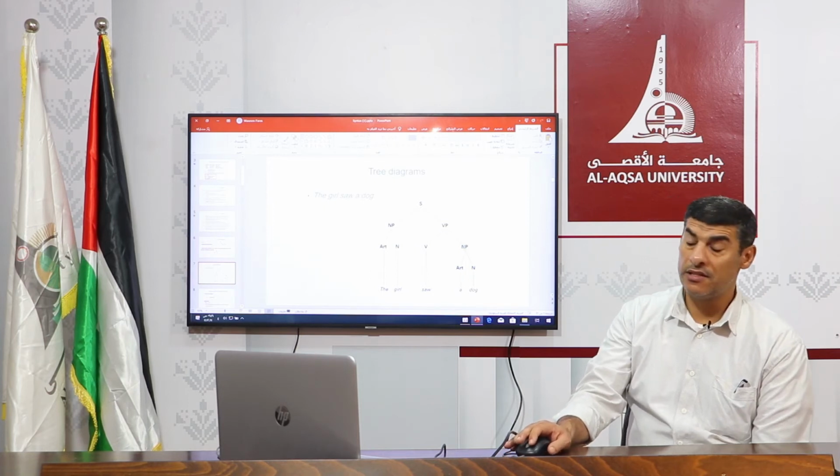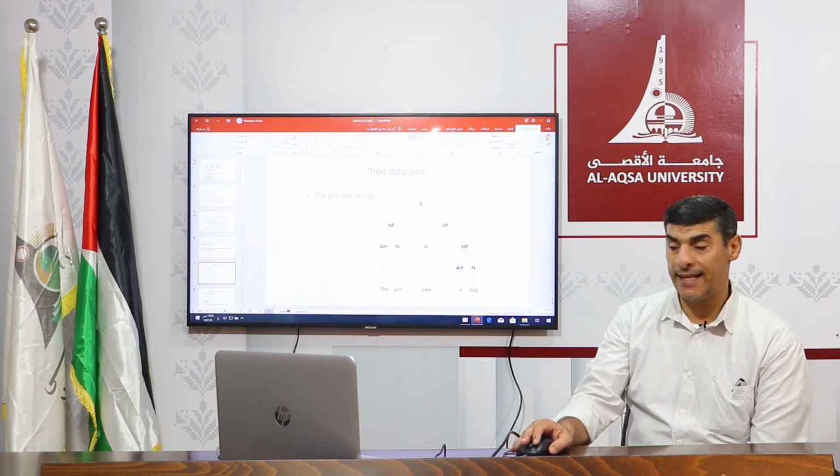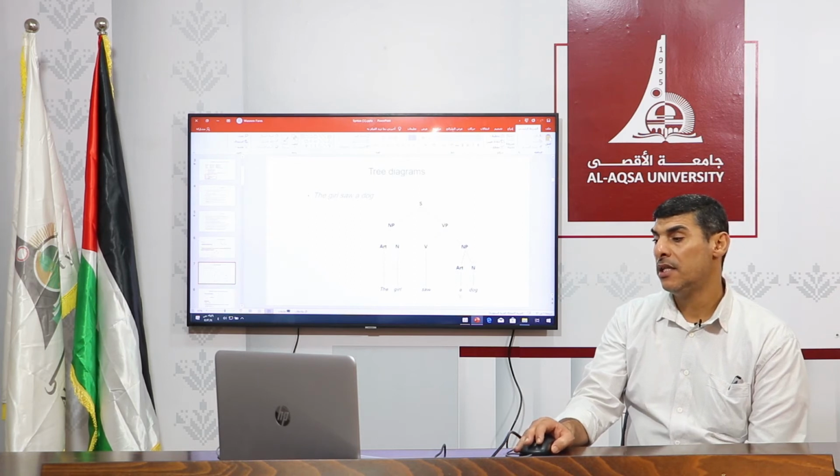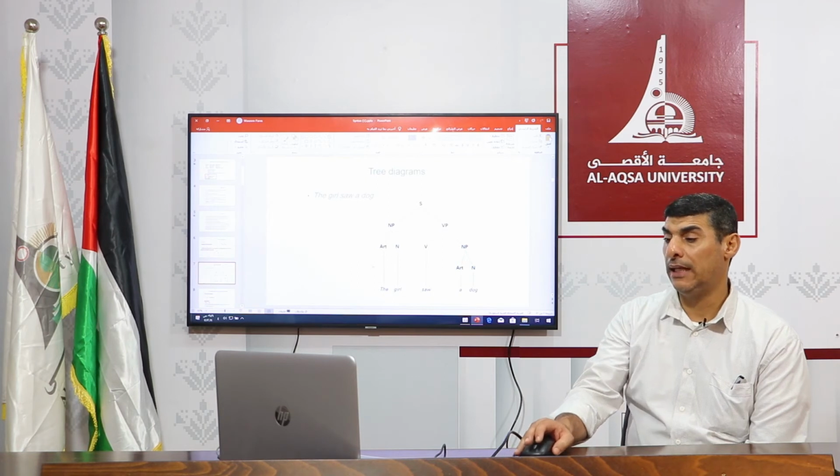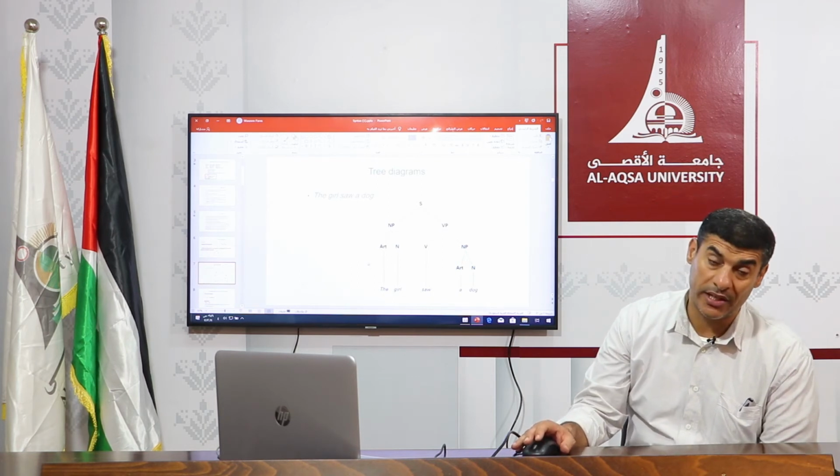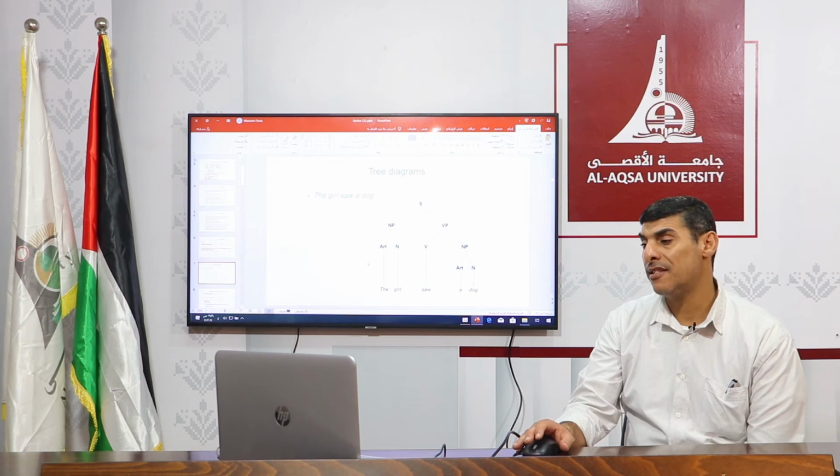It is divided into two elements. We have the article and then we have the noun. So a dog. So the girl saw a dog. The girl saw a dog. So this is the tree diagram of the girl saw a dog.